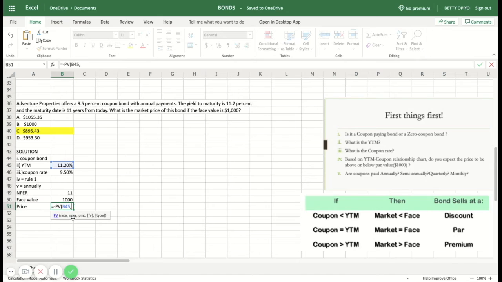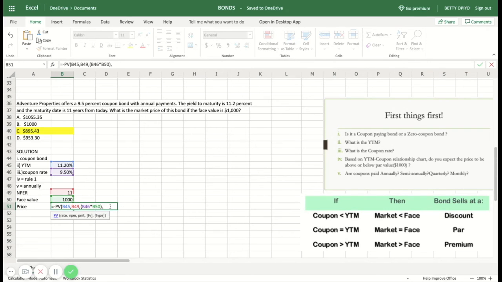Next thing, we need the N, which is the number of periods. It's 11 years. So click on the cell that has 11. And the PMT is the payment. So the PMT is basically the coupon rate times the face value. You can calculate that beforehand in a separate cell. However, if you don't calculate it in a separate cell, we can still do it here. So just put a bracket. And we know that the coupon payment, which is the PMT, is just the coupon rate times our face value. So times 1,000. If we did that in a separate cell, we'd just click on the cell that has the answer, but it doesn't change anything. And then put a comma.